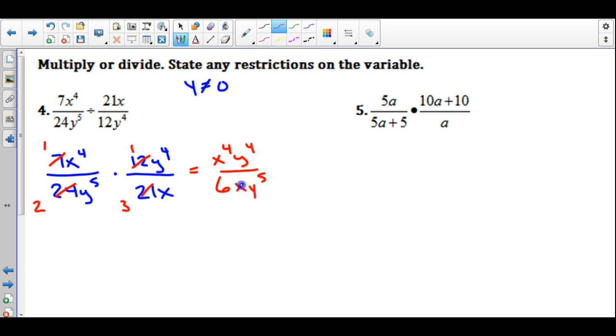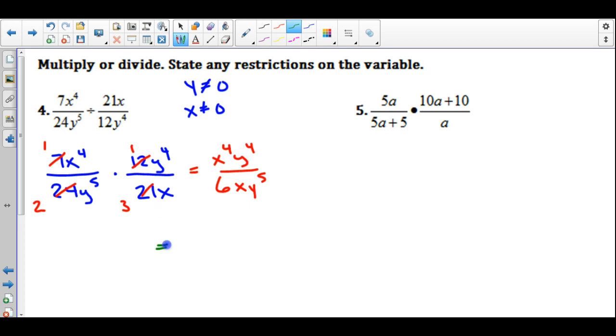So I'm going to identify the other restriction that I have. I already know that y cannot be 0, but my other one now is that x cannot be 0. If x were a value of 0, then I would end up with 0 in my denominator. So x and y both cannot be 0.